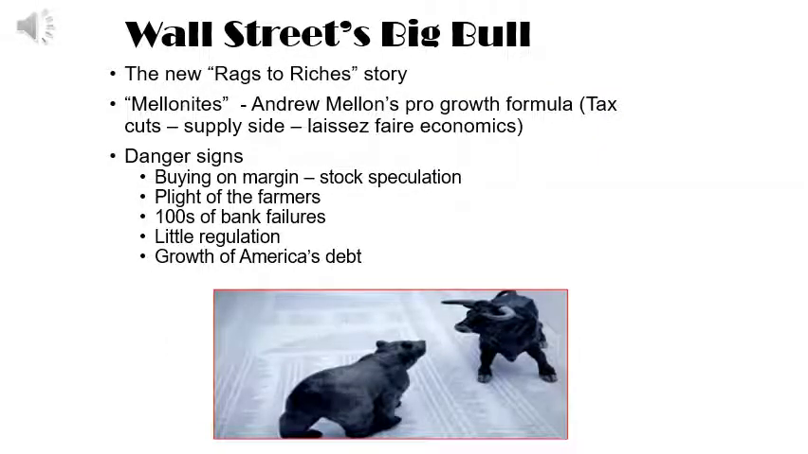And the Big Bull of Wall Street became the new rags to riches story. Mellonites, as they were often called, were believers in Andrew Mellon's pro-growth formula of tax cuts, supply side, and laissez-faire economics, where people were getting rich in uncontrollable ways. But there were danger signs on the horizon as individuals began buying on margin through stock speculation, and the plight of the farmers, where hundreds of banks failed nationally. And because of little regulation, there was tremendous growth of America's debt.